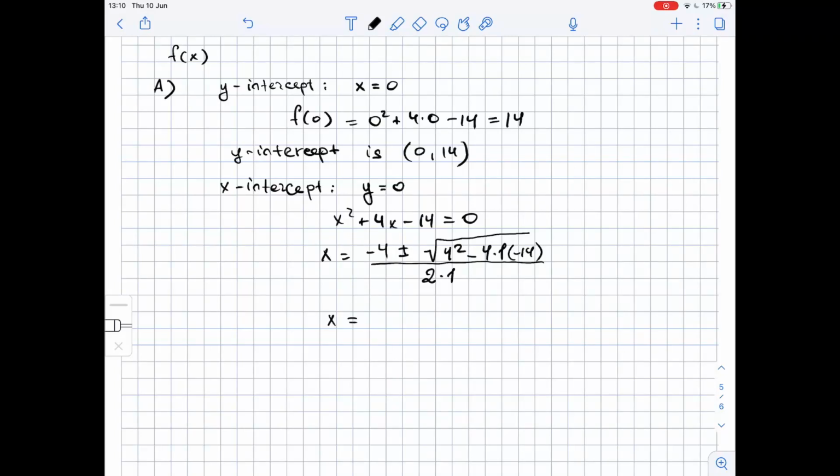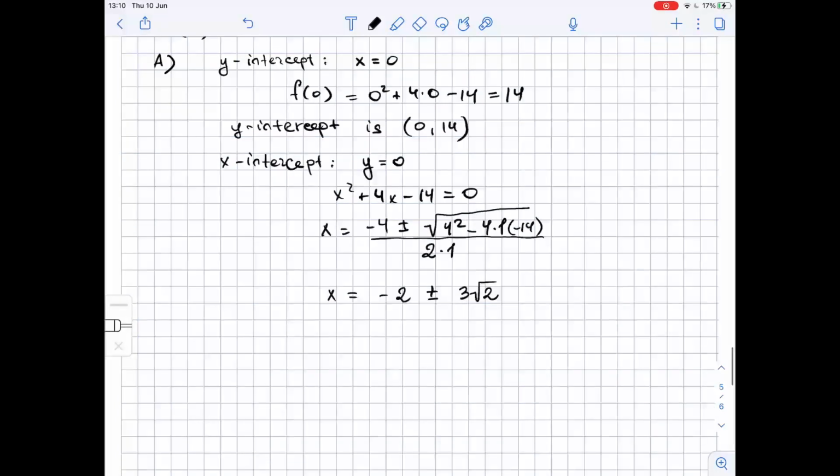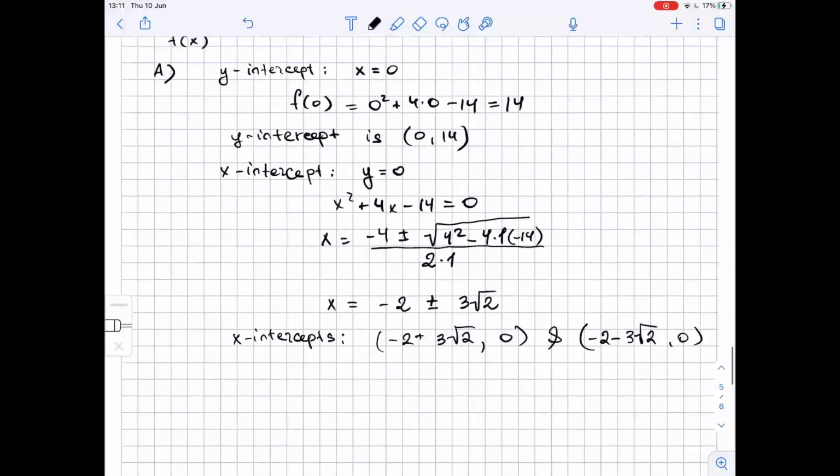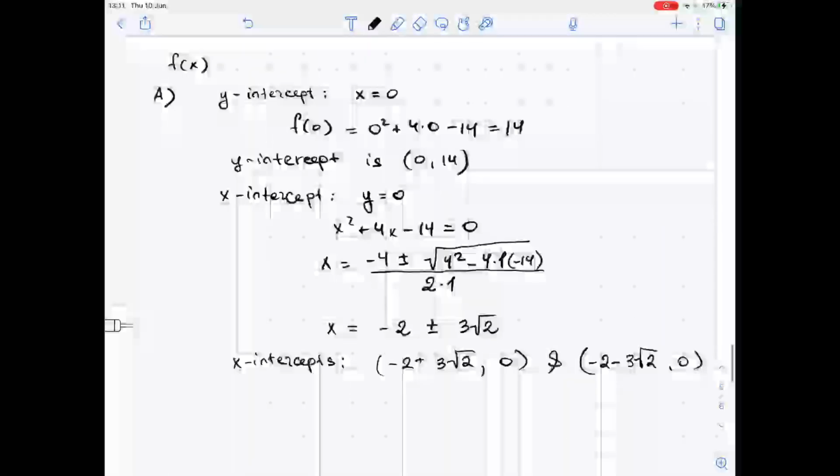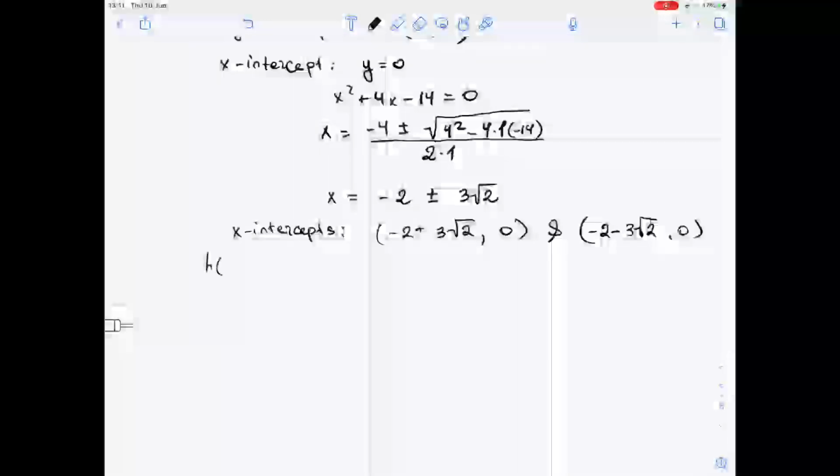Now let's do the calculation. So x equals negative 2 plus or minus 3 times square root of 2. So that means we have two x-intercepts. The first one is negative 2 plus 3 times square root of 2 and 0. And the second one is negative 2 minus 3 times square root of 2 and 0. Well, now let's find the intercepts for function h of x.